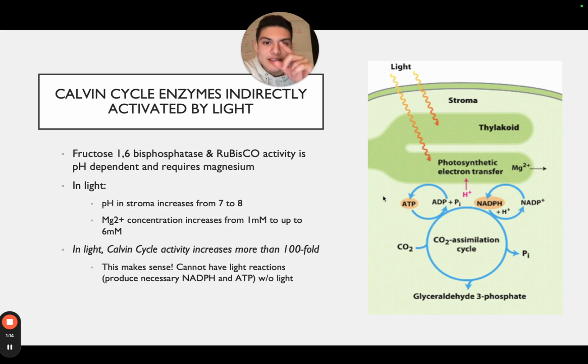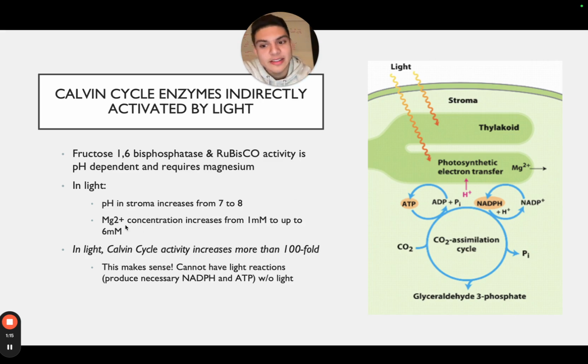So when light is going through, remember, photosystem 2 is being activated. It basically activates the cytochrome b6f complex, and that will pump protons into the thylakoid lumen. And because that happens, the stroma is going to become less positively charged because there are fewer protons, and therefore the pH increases from 7 to 8.